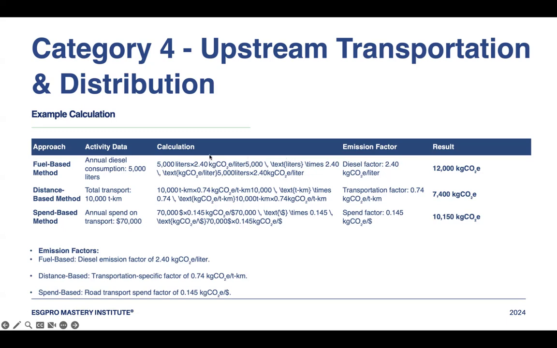The example here will be a little confusing because I am downloading it from my software, so there are a few codes as well, but ideally the calculation is the same and doesn't change. You take the annual diesel consumption for the fuel-based method, which is 5,000 liters in my case, and then you take the diesel emission factor, which is given at the bottom right: 2.4 kg carbon dioxide equivalent per liter.